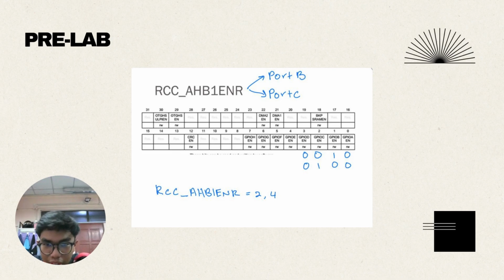So I will explain the pre-lab. RCC AHB1ENR has two ports, which are port B and port C. We write the value 1 to port B and the value 1 to port C. So we convert the binary number to a decimal number, and RCC AHB1ENR is equal to 2 and 4.